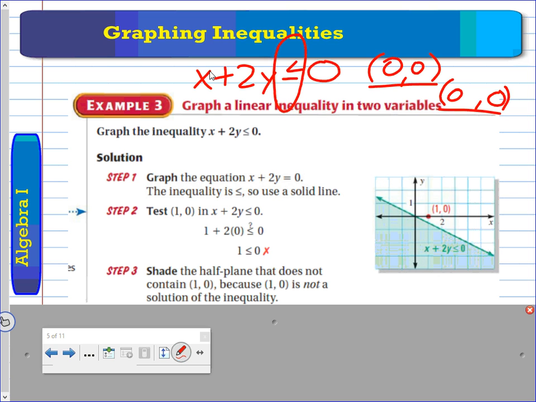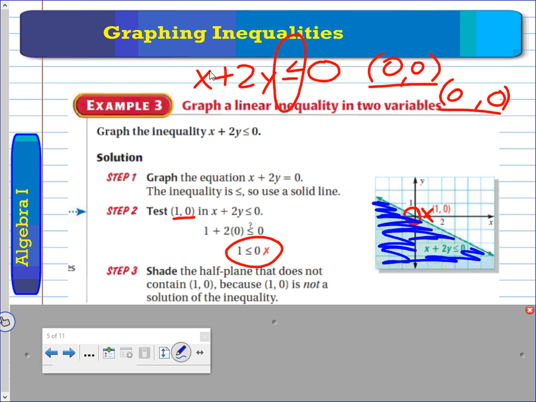We can't plug in 0, 0 this time because the graph goes through 0, 0. We're going to have to pick a point that's not 0, 0. And it can be literally any point, but again, let's not make it harder than it has to be. Let's use 1, 0, easy numbers. In this case, we get the solution that 1 is less than 0, which obviously is not true. That means that this point is not a solution. And so all of the points on that side of the line, not solutions. We are going to shade the opposite side of the line, the side where the solutions are.